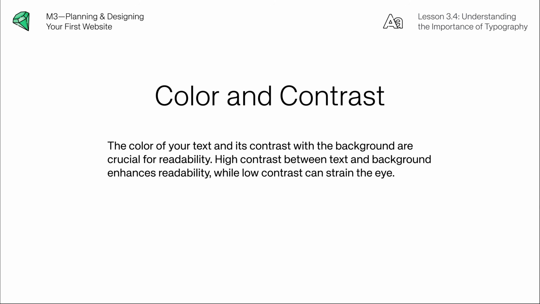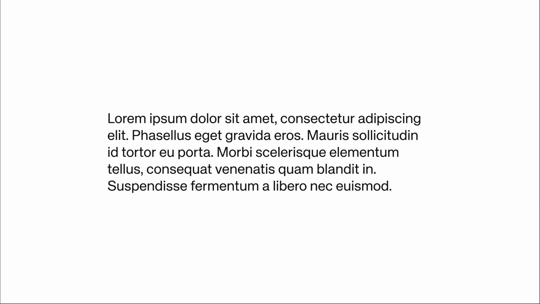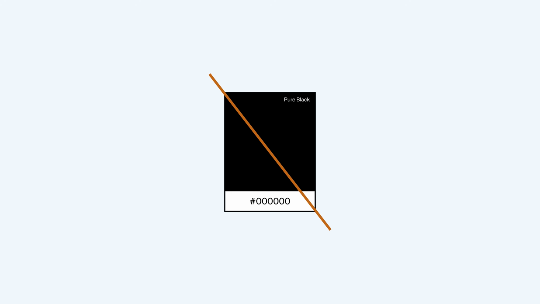Now, color and contrast. The color of your text and its contrast with the background are crucial for readability. High contrast between text and background enhances readability, while low contrast can strain the eye. For example, black text on a white background is highly readable, whereas light gray text on a white background is not. However, it's generally recommended to avoid using pure black for text. Pure black can create too harsh a contrast, making it difficult to read for extended periods. Instead, consider using a very dark gray, such as this one, or even this one. This slight adjustment can reduce eye strain and make the text more comfortable to read.